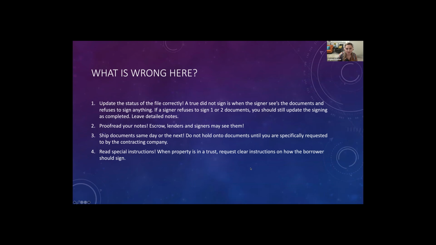We'll briefly go over it, even though we already kind of did. Number 1, update the status of the file correctly. A true did not sign, you only use that status when the signer sees the documents and refuses to sign anything. Or maybe they get to the note and say, I don't want to sign this. That's a true did not sign. If a signer refuses to sign 1 or 2 documents, you should still update the signing as completed, leave detailed notes so everybody knows ahead of time, and then ship the documents out.